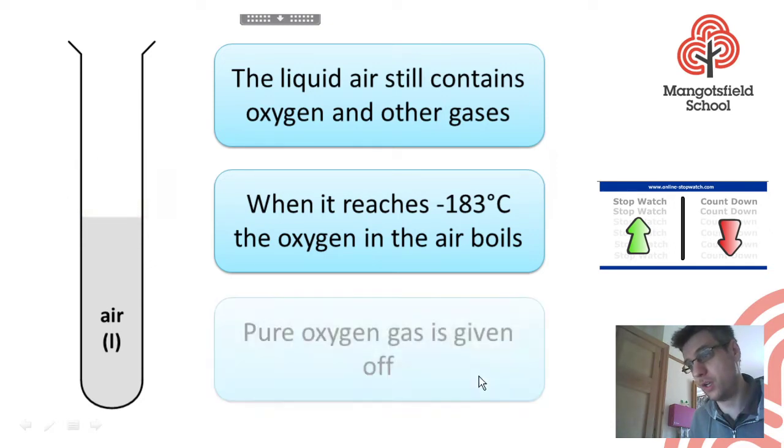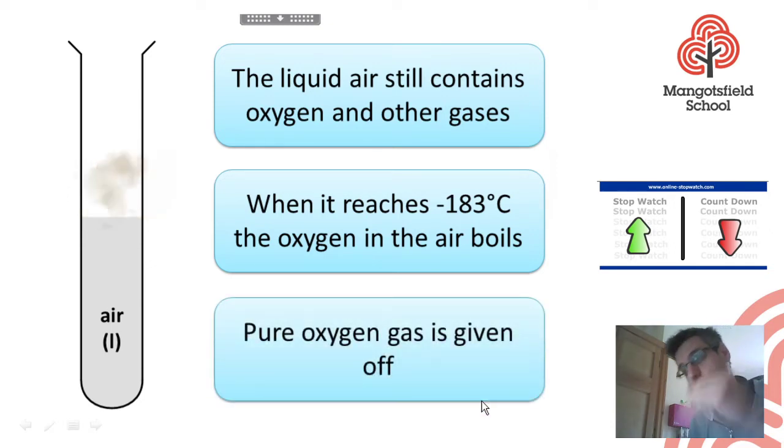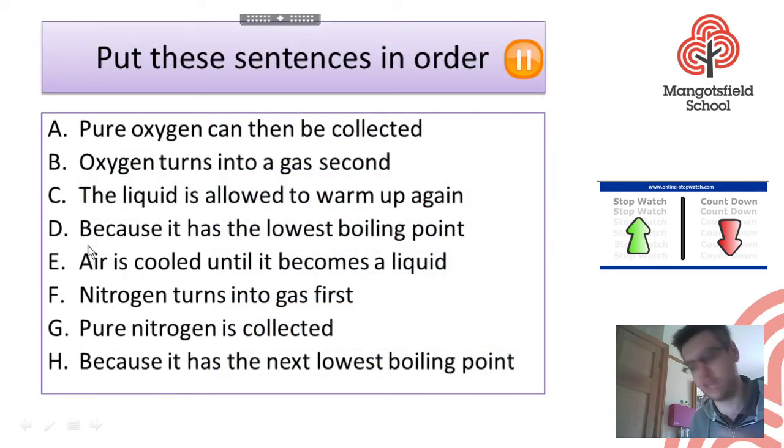So take air, cool it down to a liquid, allow it to warm back up again. Nitrogen turns back into a gas first, oxygen turns back into a gas second, then we can collect nitrogen and oxygen.